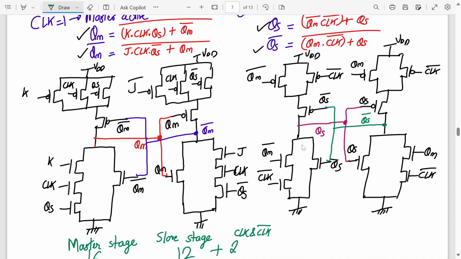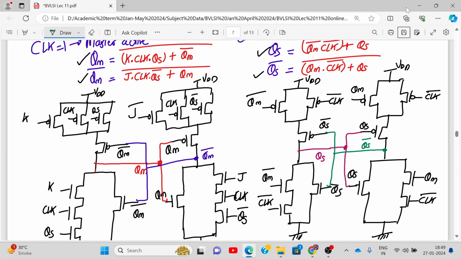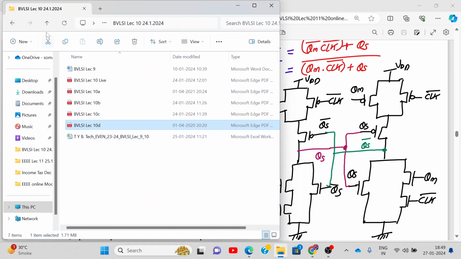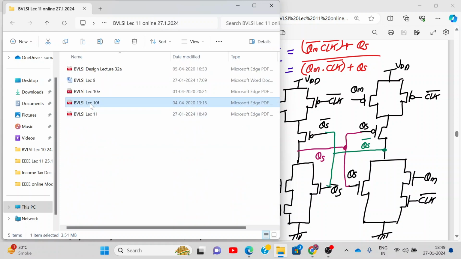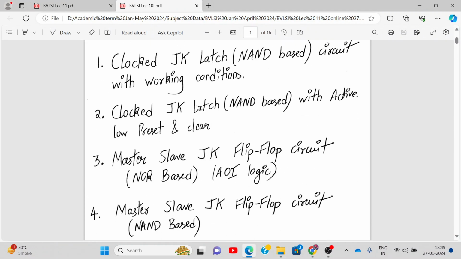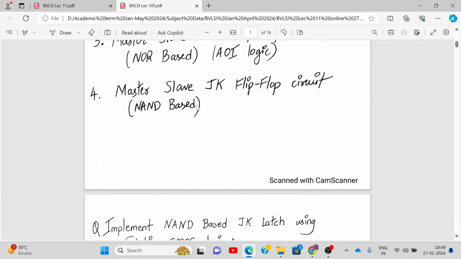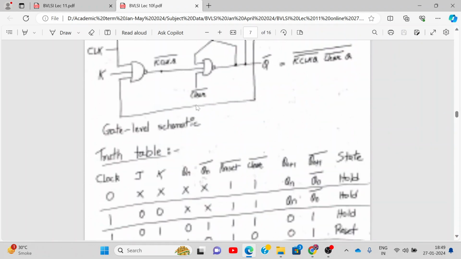Can I go ahead? Yes, sir. Okay, this is complete. Now I will show you the design for the other one. If I do it again, it will take 10-15 minutes. JK flip flop, NAND base. Let me check over here.